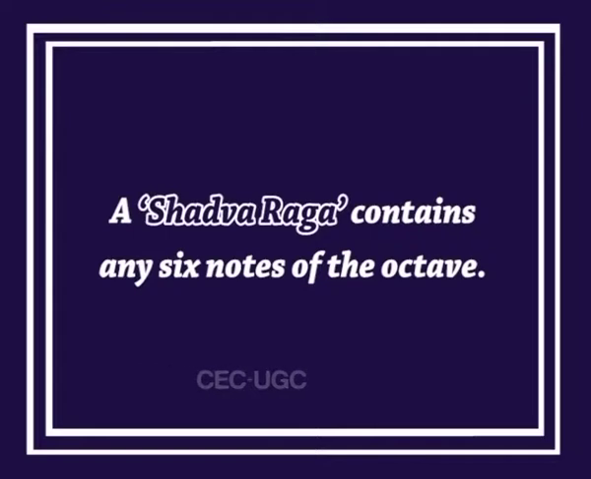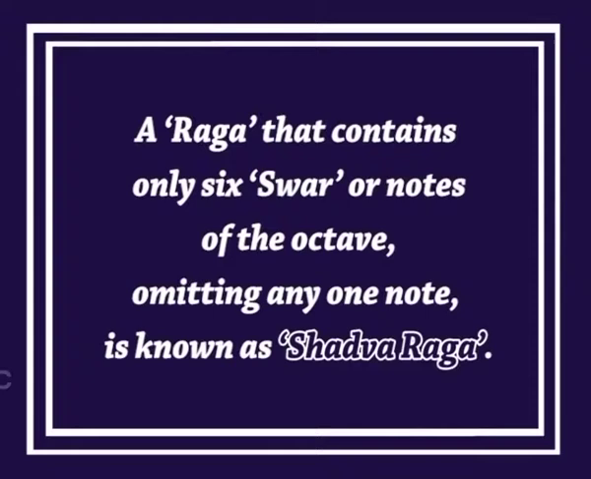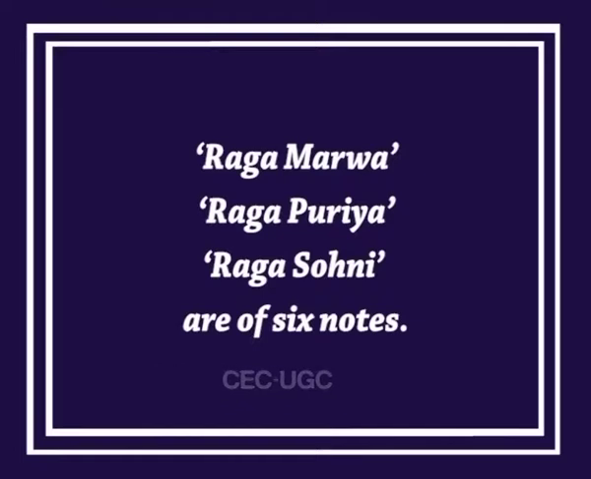A Shadav rag contains any 6 notes of the octave. In other words, a rag that contains only 6 swars or notes of the octave, omitting any one note, is known as Shadav rag. For example, Rag Marwa, Rag Puriya, Rag Soni, all these rags are of 6 notes, dropping Panchab or Pa note. Hence, all these rags are known as rags of Shadav Jati.